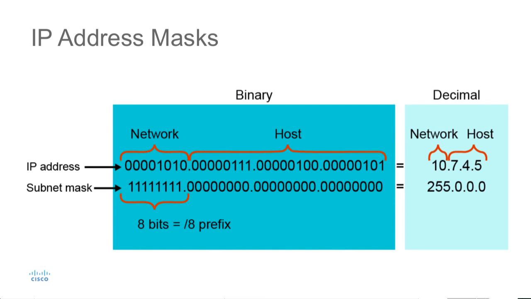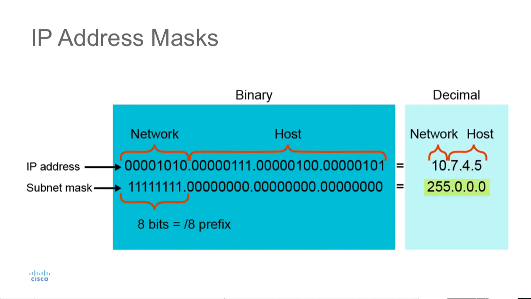The very first octet in the subnet mask has all of the bits enabled, or turned on, or set to 1. And so this would indicate that the first octet in the IP address is the network portion. All of the bits that are set to 0 in the subnet mask, those corresponding bits in the IP address, are host bits. Therefore, when we convert this binary value to decimal, the 10 portion of the IP address is the network ID, and the 7.4.5 portion of the decimal value of this address is the host side, or the host portion of the address.